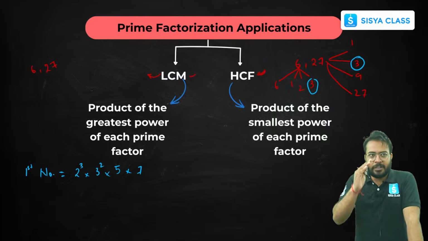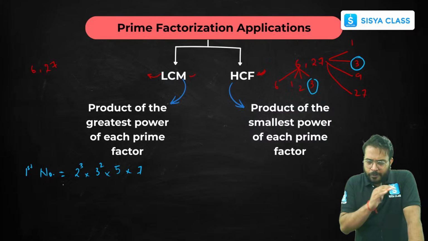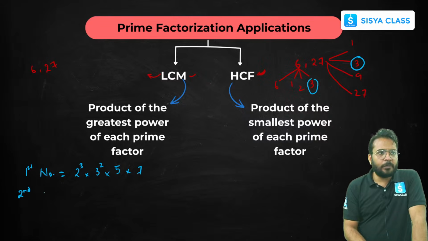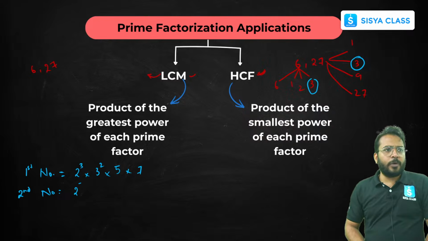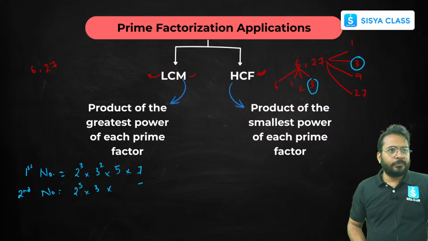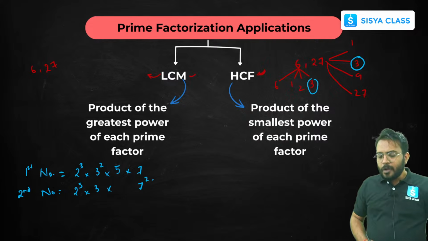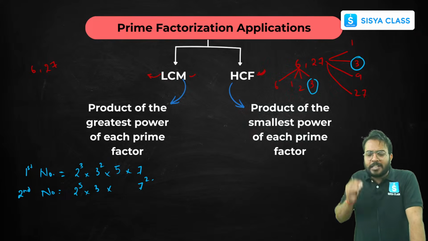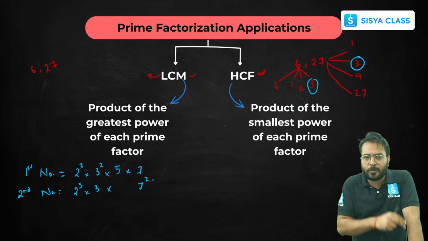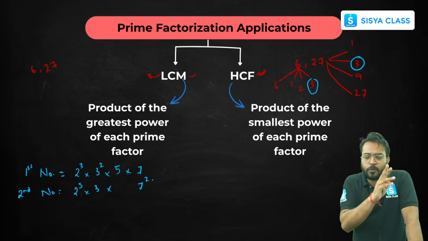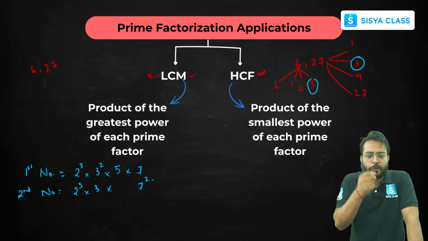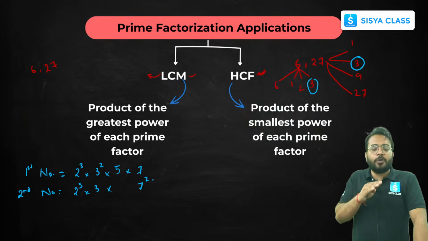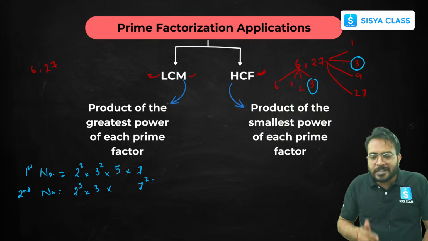Suppose this is the prime factorization of my first number, and I have one more number, my second number. Its prime factorization is 2 to the power 5, into 3, into 7 to the power 2. My first number is 2 to the power 3, 3 to the power 2, into 5, into 7. The second number is 2 to the power 5, into 3, into 7 to the power 2.